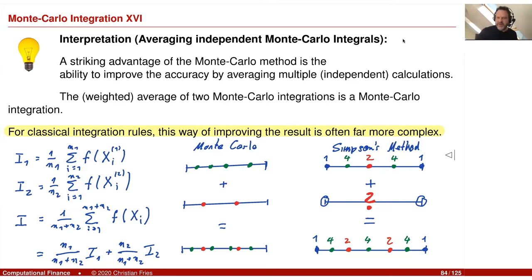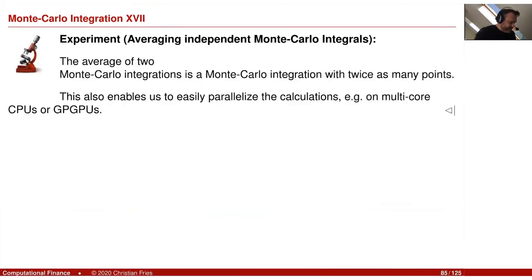And also, since we like coding, since we like to implement this, this is also an advantage from the implementation side, because the independence of the random variables tells us that the calculations we perform are independent. And if the calculations we perform are independent, then this allows us to parallelize the calculations, for example, on multi-core CPUs or graphic cards, GPUs. So this can be done very easily to parallelize a Monte Carlo simulation. So you saw that the convergence rate in one dimension is not very good compared to a classical integration rule. But since you can so easily perform parallelization on computers or graphic cards, maybe this eats up this disadvantage.